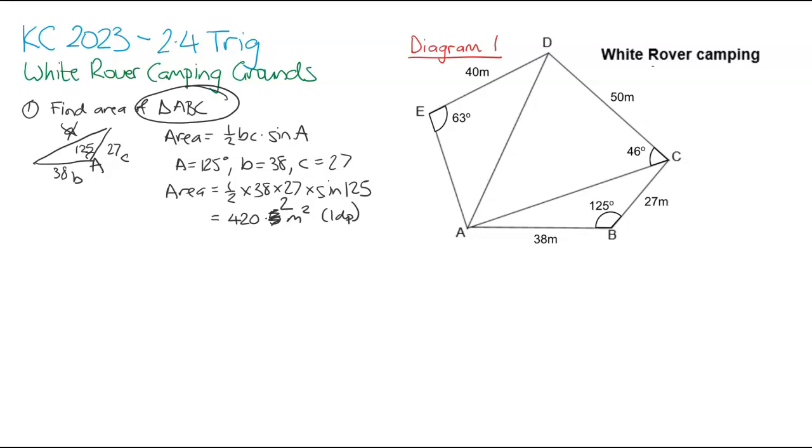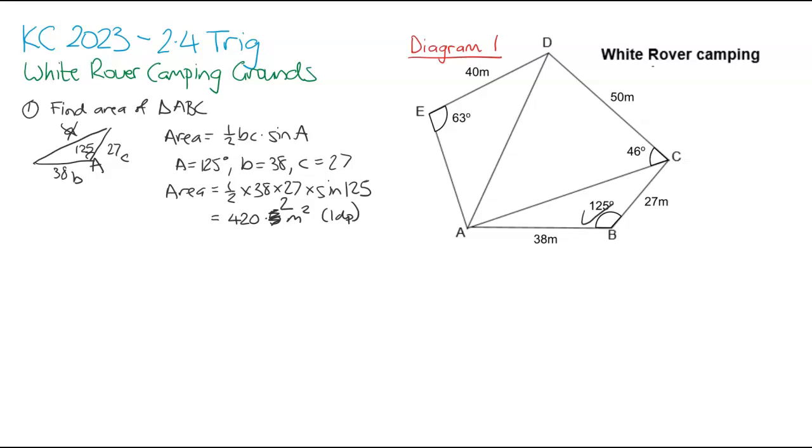So important for this question as well, I've described what I'm doing, triangle ABC. I've stated my units, and I've stated my rounding. So those little things all must be there. If you miss those out, you might actually miss out on getting achieved. So we've done area. We've done this area here.